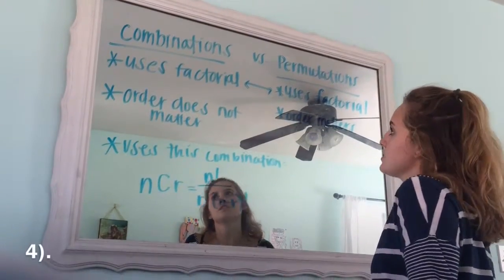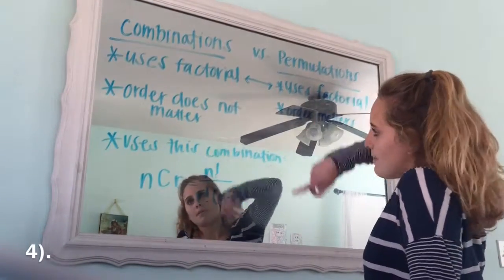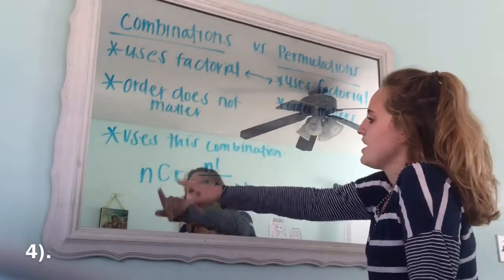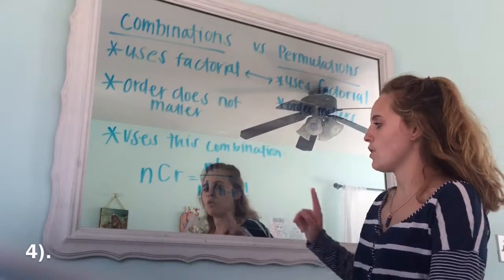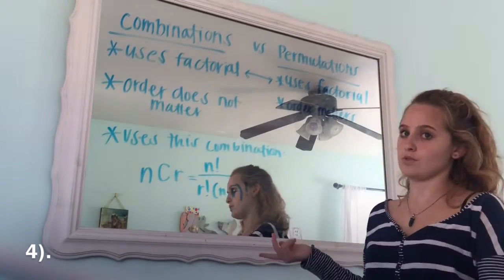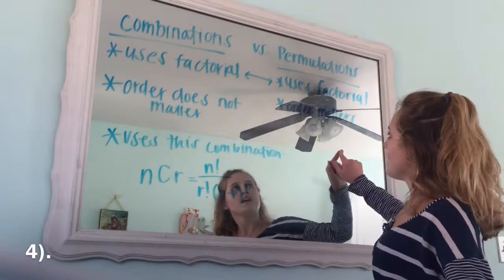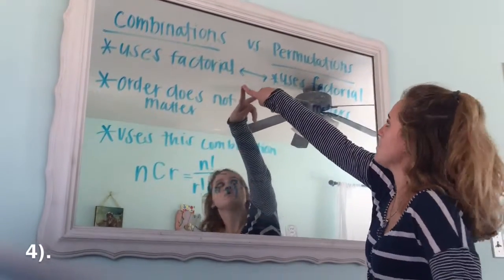Combinations versus permutations. For combinations, order does not matter, and it uses nCr equals n factorial over r factorial times (n minus r) factorial. And for permutations, order matters, and they both use factorial.